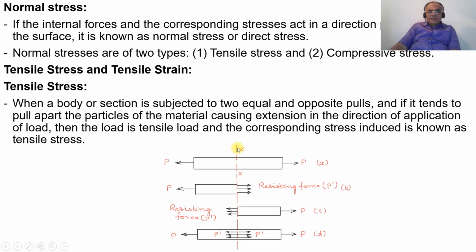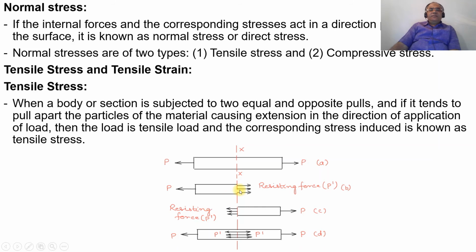Suppose I consider a section here and the load is applied in this direction. So what happens? The member will try to pull in the left direction only, because there is no resisting force acting on this member.